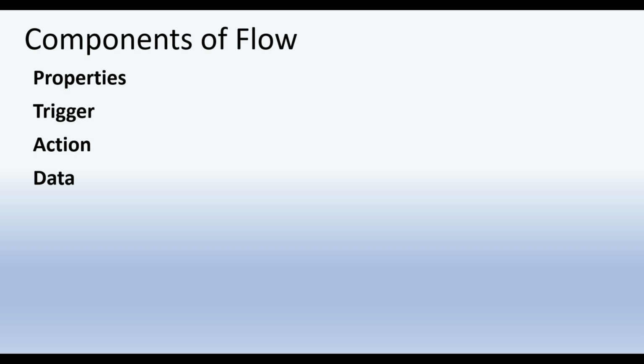Now we have checked the components of a flow: properties, trigger, action, and data. Properties: when we create a new flow, at that time we have to define the name, description, and application. Name is the name of that flow, application is the application we are using, like the global application, and we can also provide a description according to the flow name. Properties consist of information about the flow.